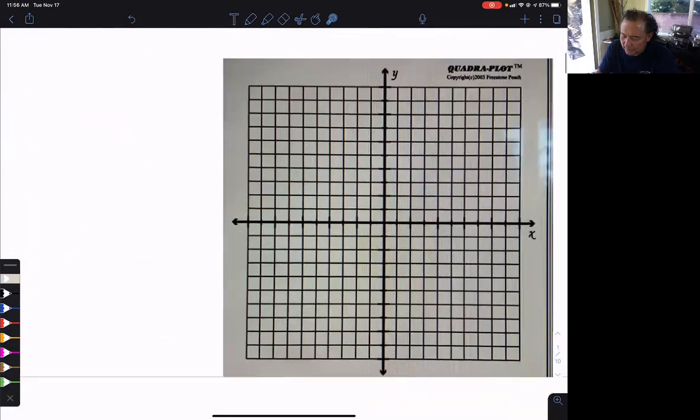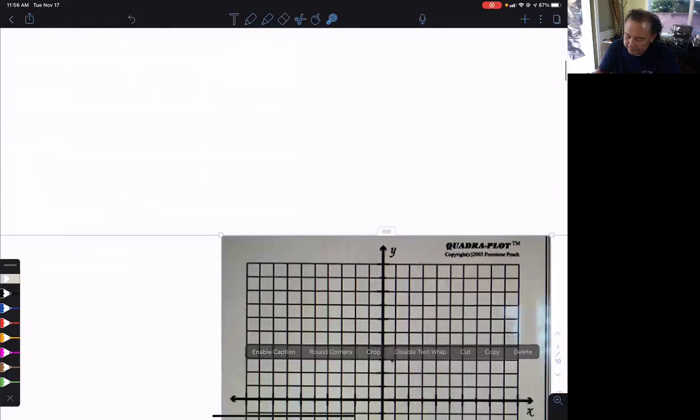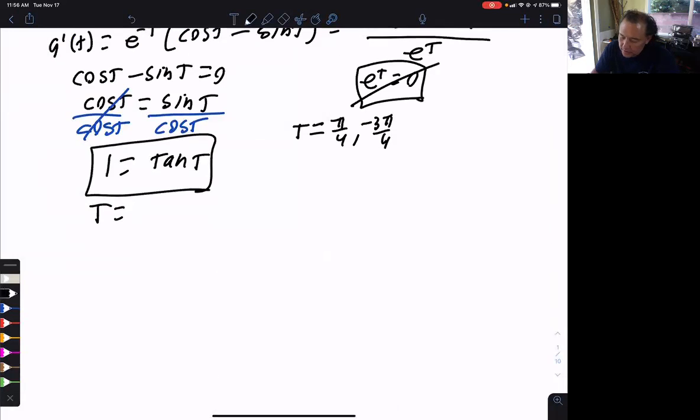I'm going to have to drop this graph even lower. It's getting in the way. So we need to make a chart here.